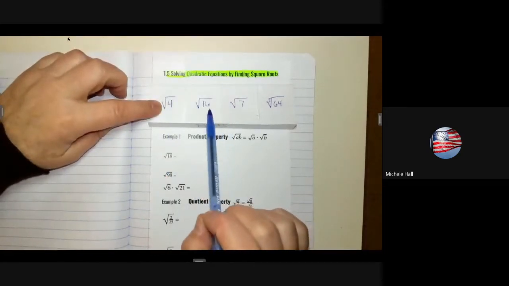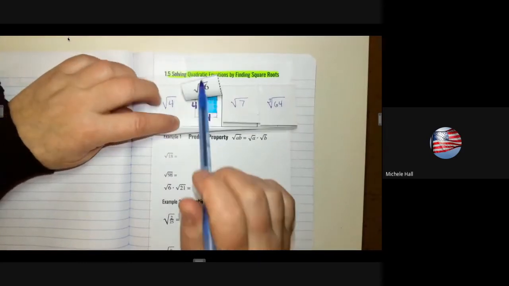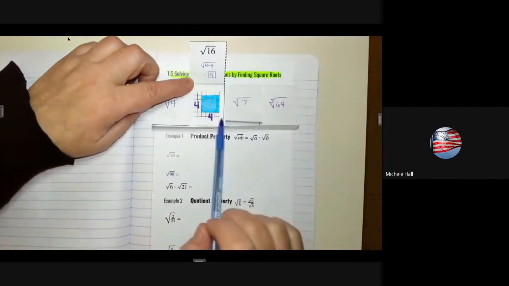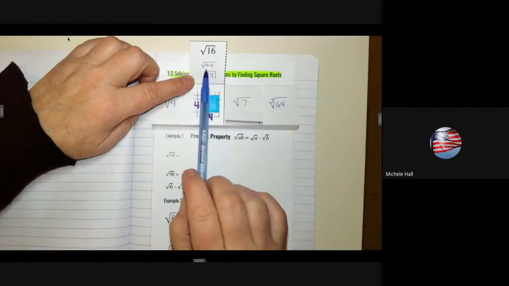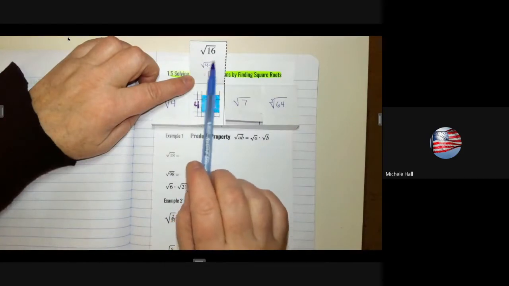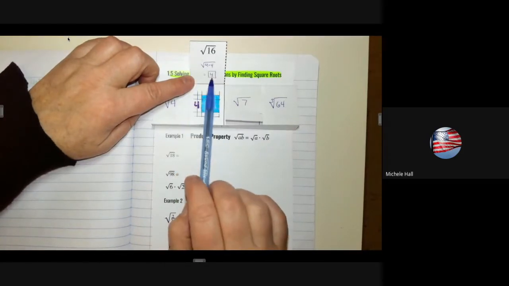The square root of 16 equals 4. We see the 4 by 4 with an area of 16. And again, the square root of 16 is 4 times 4. There's 2 of them in there. Therefore, the answer is 4.